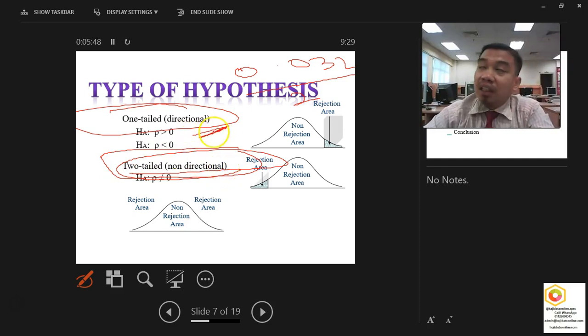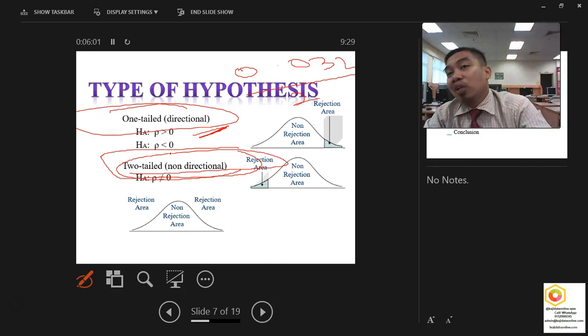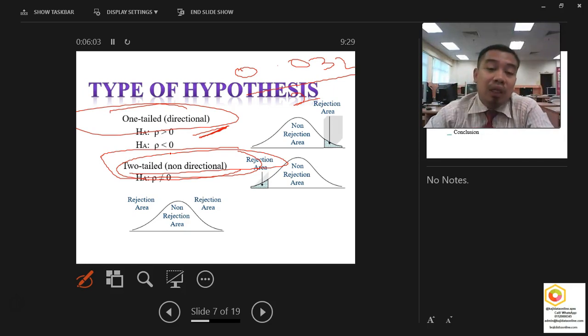Why? Because directional is usually in the experimental setting. Faham tak experimental setting? We want to test something inside a laboratory setting. It's very difficult for us to control human behavior, but it's much easier to control in the laboratory setting or in the control condition.